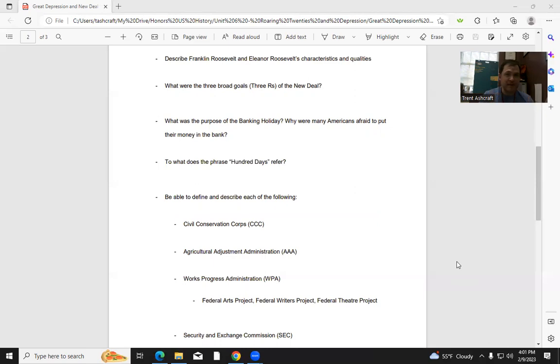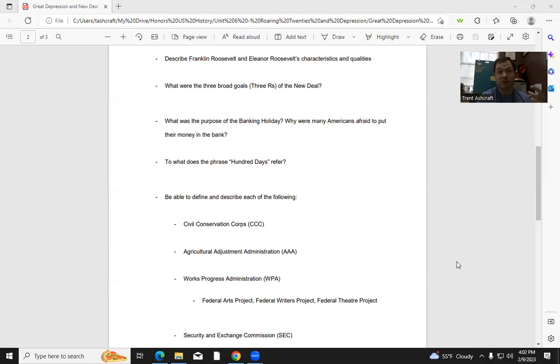Eleanor Roosevelt is the most active first lady we've ever had in history. She gets her start in settlement houses and those sorts of things, but she's very much the eyes and ears of the New Deal. She's the one who goes out and sees what's going on in the country and brings it back to the president. The New Deal is all the programs that were designed to fight the Great Depression.